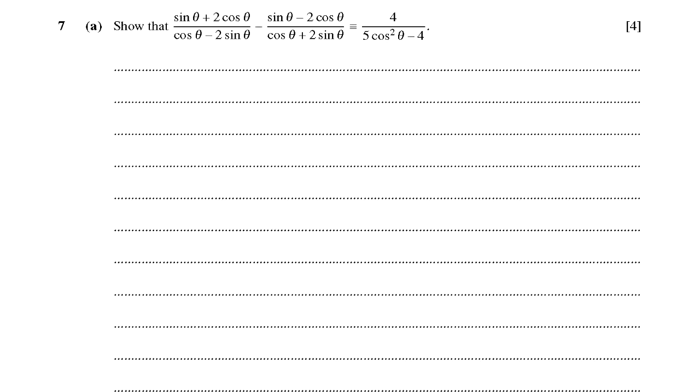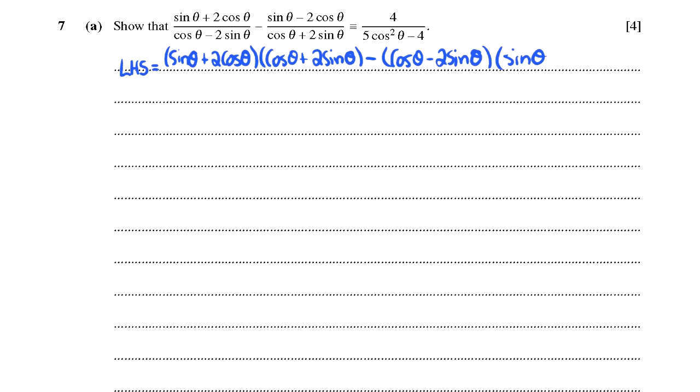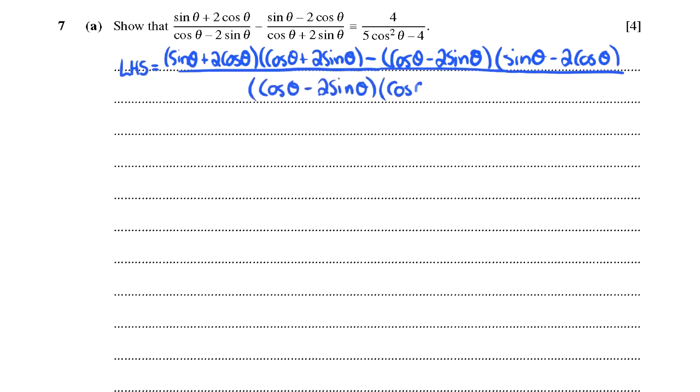And what should we start with? Making a single fraction by cross multiplication is definitely what we should start with. Left-hand side is equal to (sine theta plus 2 cos theta)(cos theta plus 2 sine theta) minus (cos theta minus 2 sine theta)(sine theta minus 2 cos theta), all divided by (cos theta minus 2 sine theta)(cos theta plus 2 sine theta). So we just have to keep stepping through this.